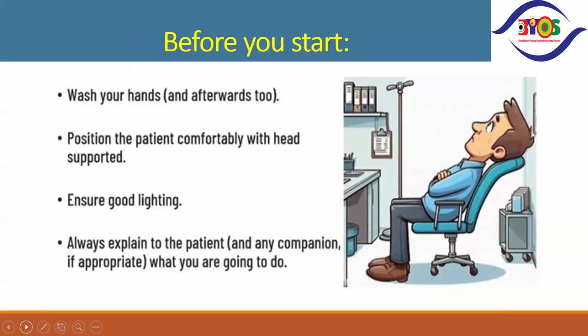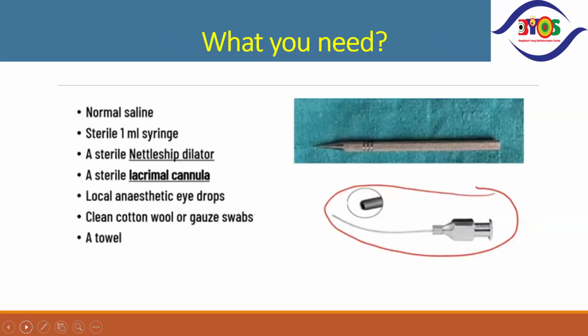So the sac patency test can be carried out in the operation theater, mostly in a sterilized environment. Sometimes in our minor operating theater, we do this procedure. Before we start, we have to wash our hands. Positioning the patient comfortably with the head supported is a very important thing. Ensure good lighting. Always explain to the patient what we are going to do.